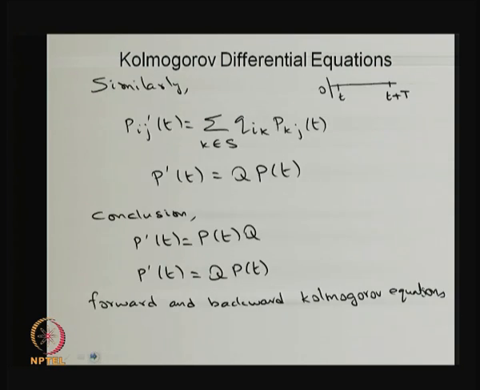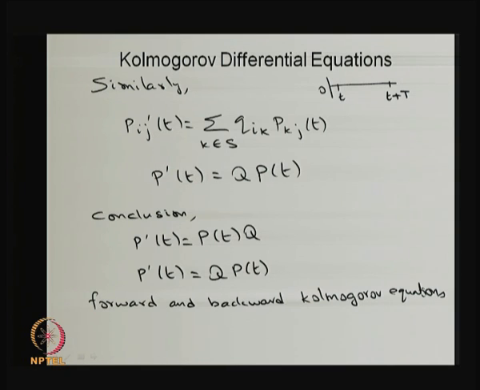The same way, if you do 0 to small t, that has a small interval of time, and t to t plus capital T, then I will get p dash of t is equal to Q times p of t, that is called the backward Kolmogorov differential equation. Whether you frame a forward equation or a backward Kolmogorov equation, if you solve that equation, you will get the p i j of t. If you solve p dash of t equal to p of t into Q, that is the forward equation; p dash of t equal to Q times p of t, that is the backward equation.